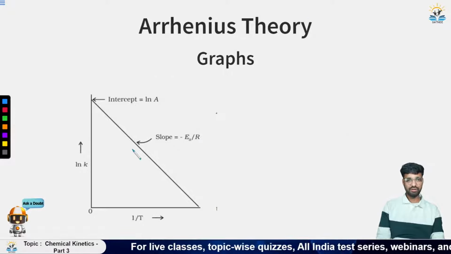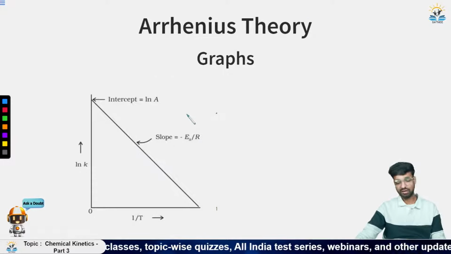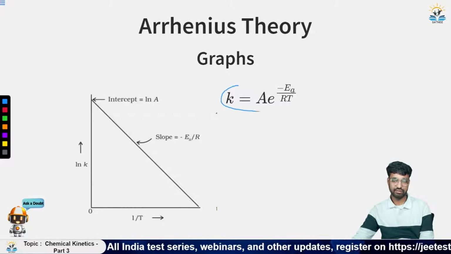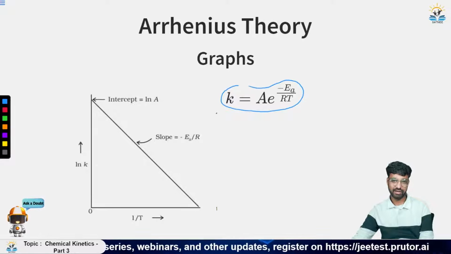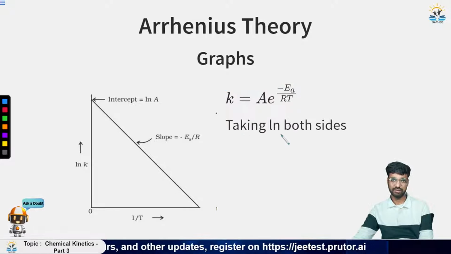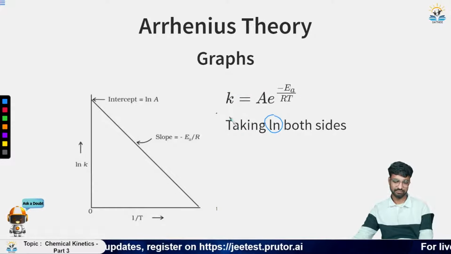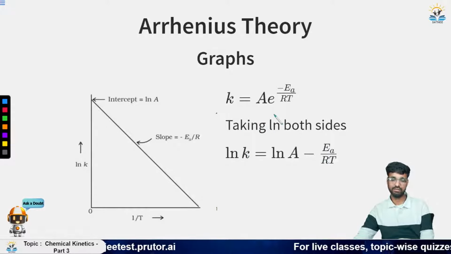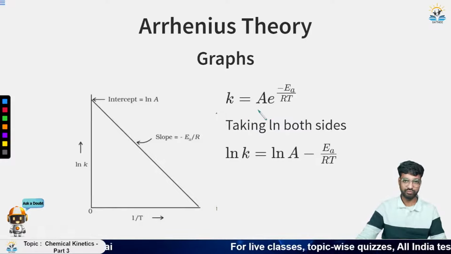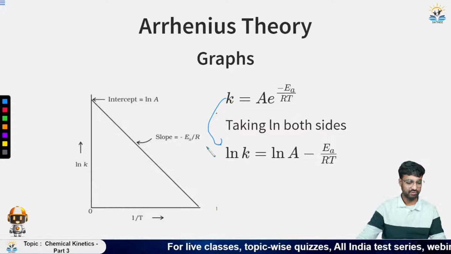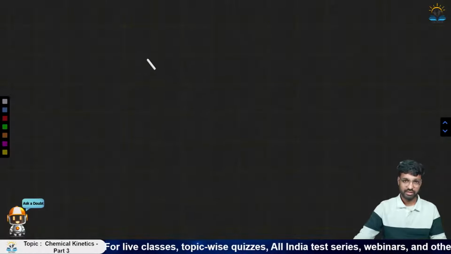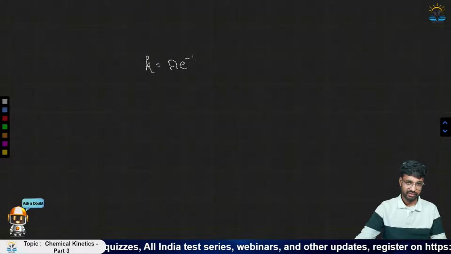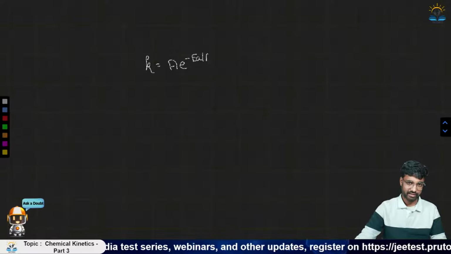So this is a graph of ln k versus 1/T. So how do we get this graph? Let us see. We know this equation, k = A e^(-Ea/RT). Now if we take ln on both sides, then we will get this equation, ln k = ln A - Ea/RT. So those who are confused how we move from here to here, let me show it to you. It is written as k = A e^(-Ea/RT).